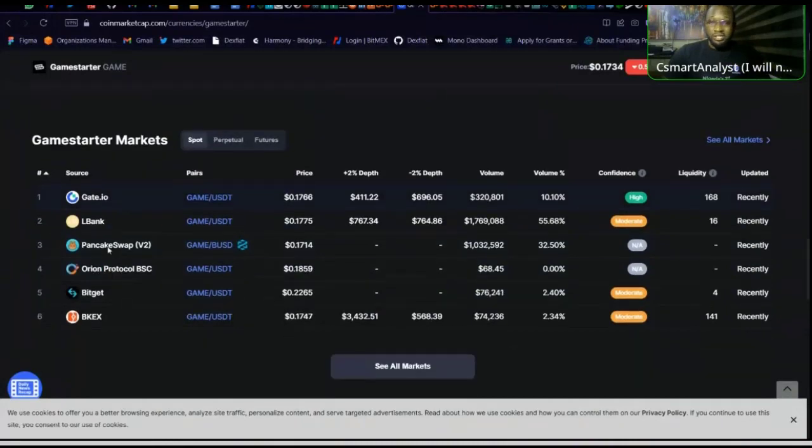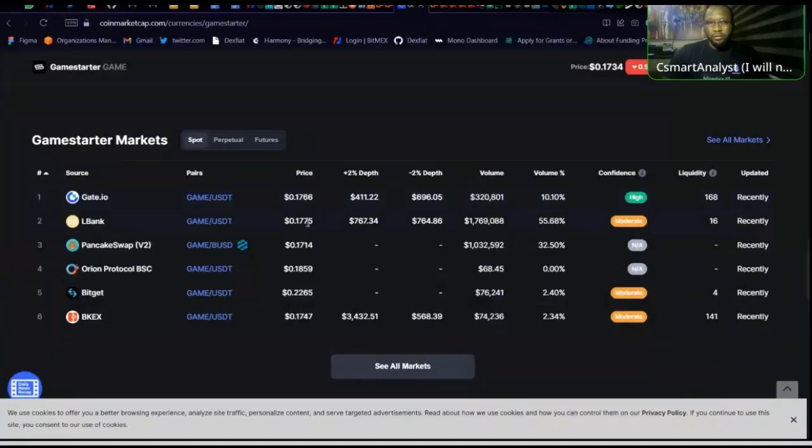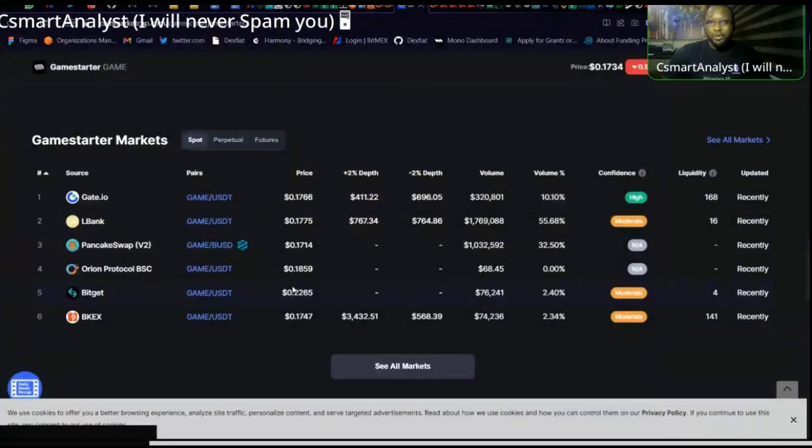I think I saw this last week. This is GameStar token, right? If you look at the price on Gate.io, it is trading at 0.17. This is actually an opportunity for arbitrage right now. Even on LBank, it's trading at 0.1. But if you look at the price here on BitGet, it's trading at 0.22. On Orion Protocol, it's trading at 0.1859.